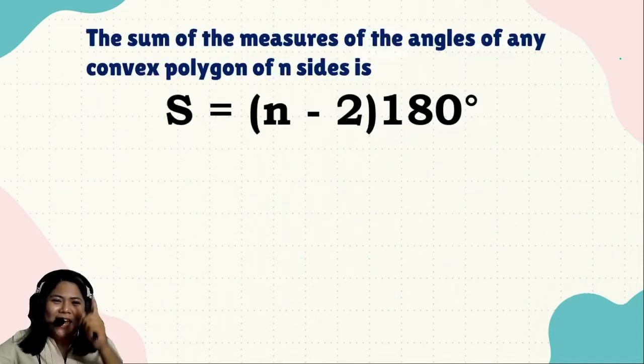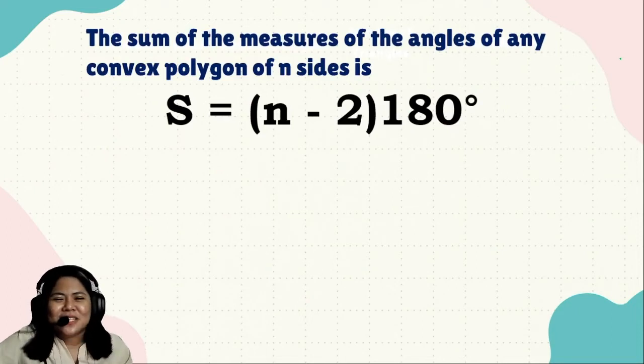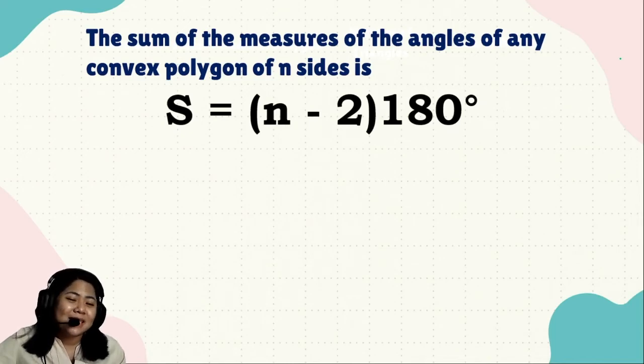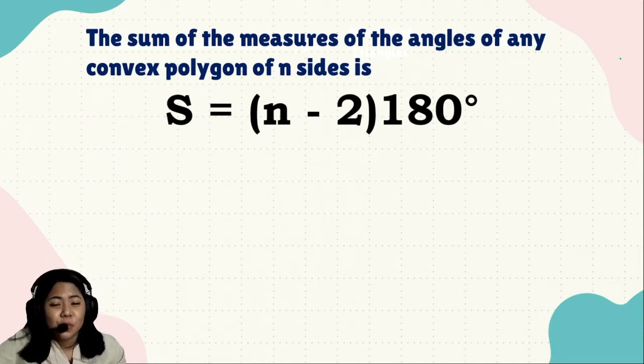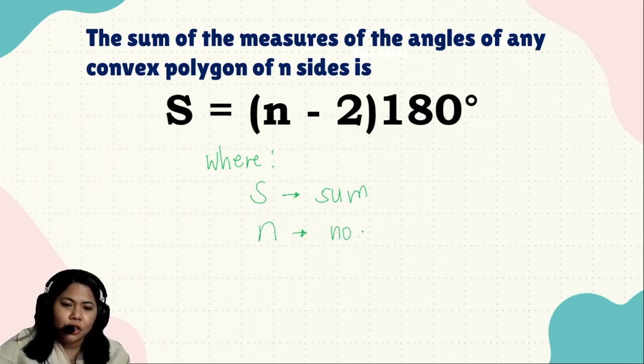Okay? And ito na nga yun. So, you can take a screenshot. So, the sum of the measures of the interior angles or the angles of any convex polygon with n sides is given by the formula S equals n minus 2 times 180 degrees. Where S, of course, represents the sum and n represents the number of sides.